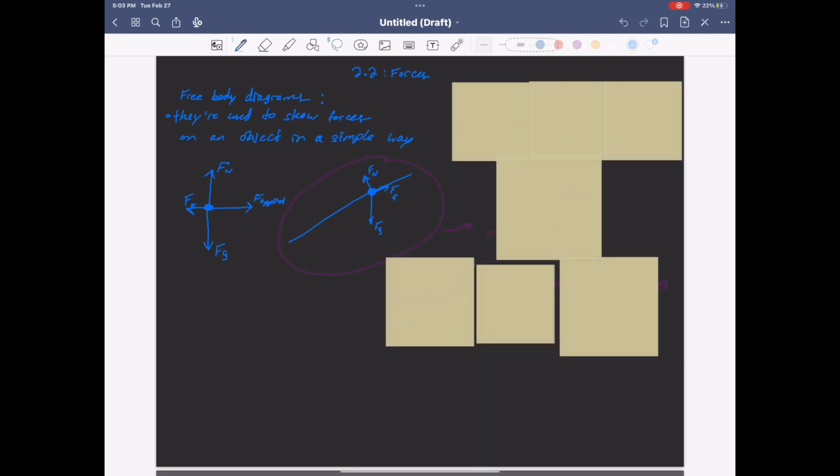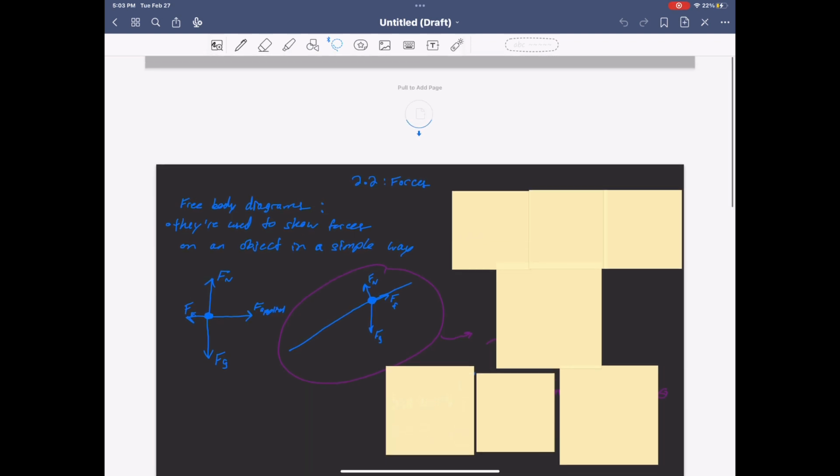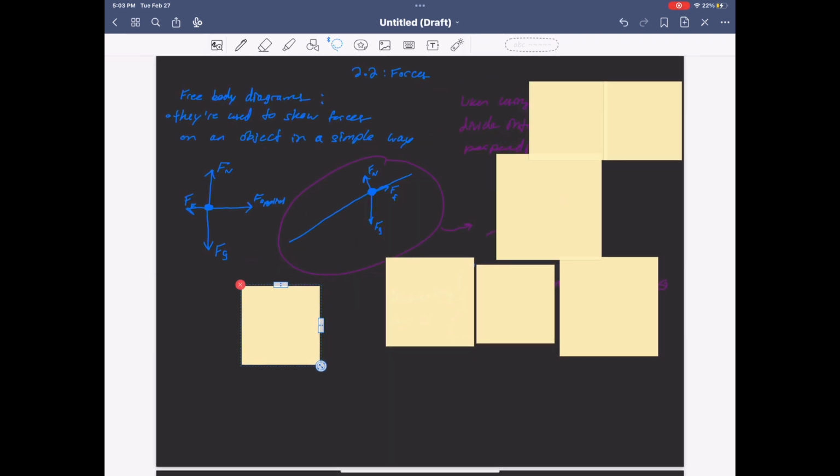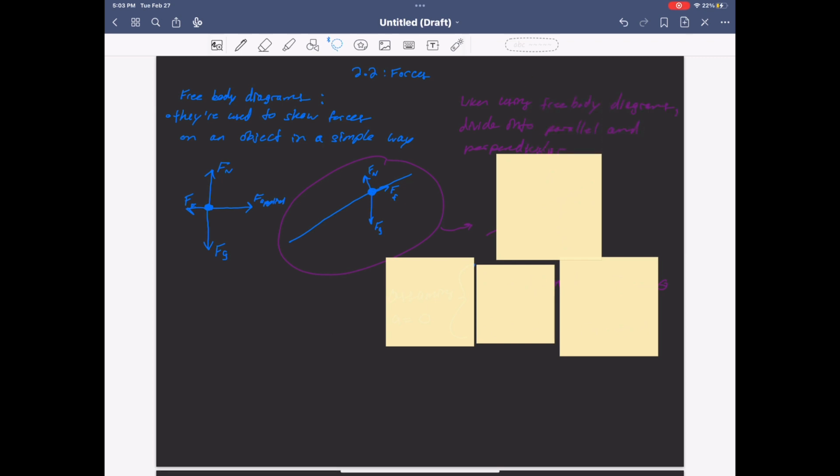All right, moving on from these examples of free body diagrams, I have a sample problem showing how to actually use them. Whenever you draw a free body diagram, you always want to divide the force into parallel and perpendicular components, whether it's on a slant or just on level ground.